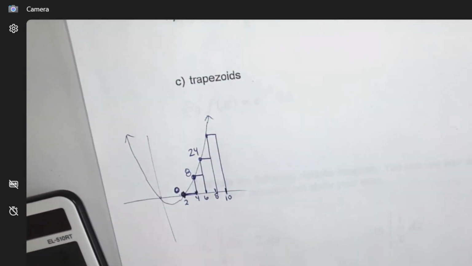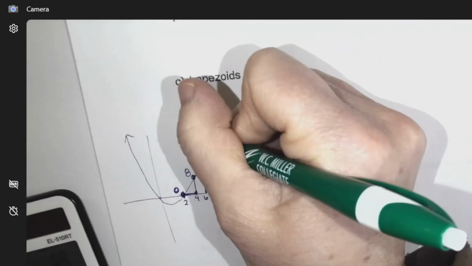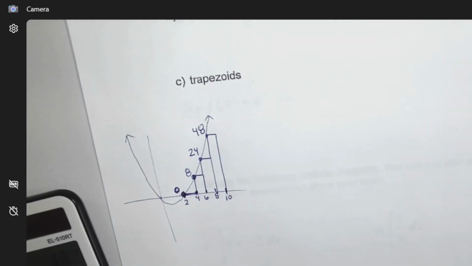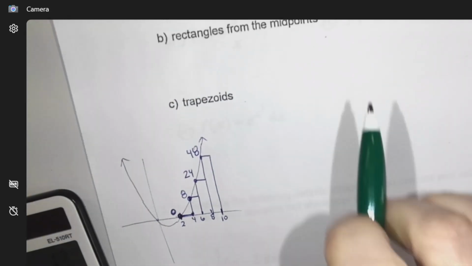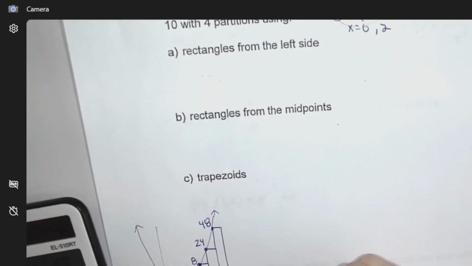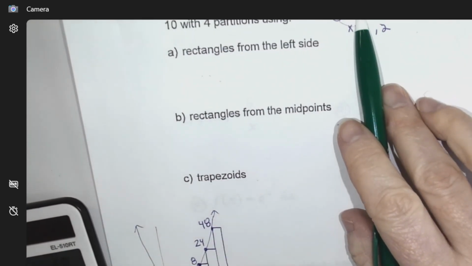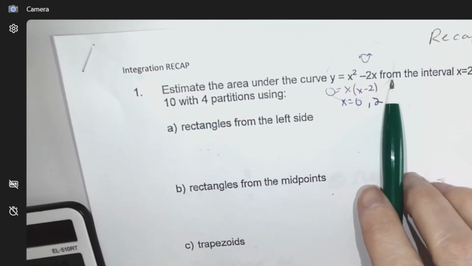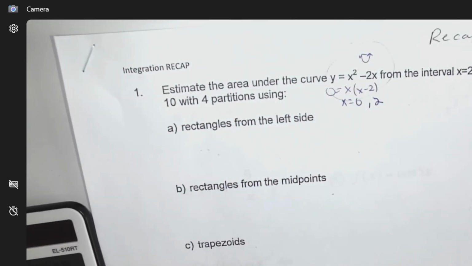24 and 48. So you do the square and then minus 2. I'm plugging, like, so how did I get 48? I just went like this. 8 squared minus 2 times 8. Just plug the 8 in. Yeah, just plug whatever you want in.